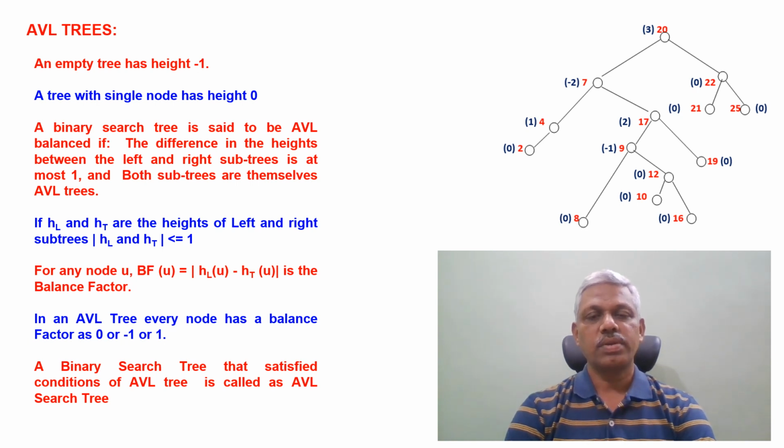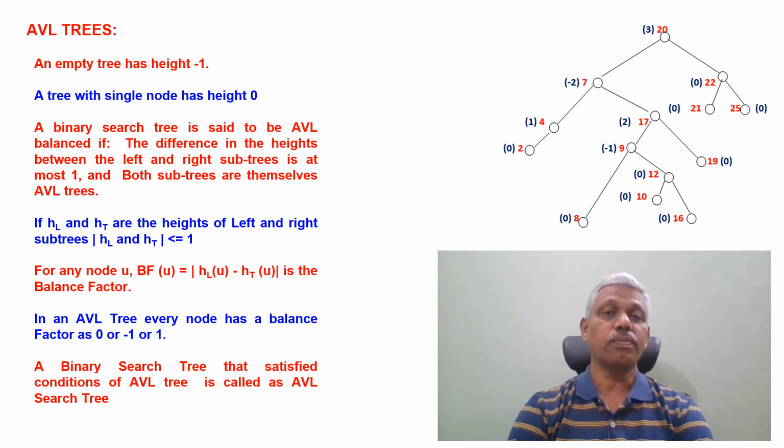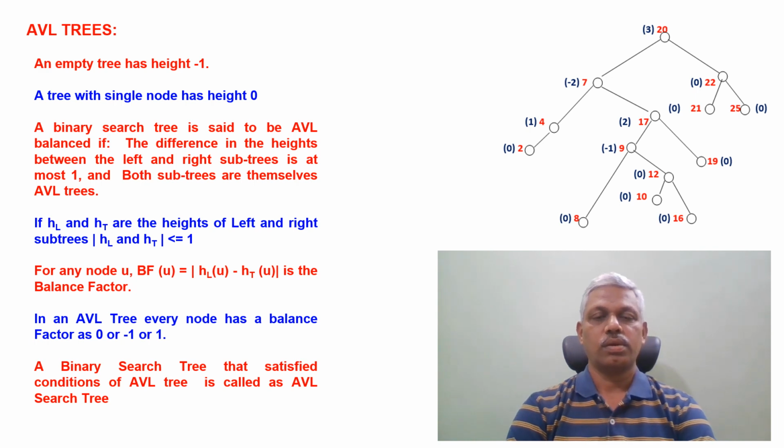So this can be defined as a balance factor, of course. The balance factor of a node U is the difference HL of U minus HR of U, the height of the left subtree minus the height of the right subtree. And in an AVL tree, every node has a balance factor of 0, -1, or +1. These are all alternative definitions of AVL trees.